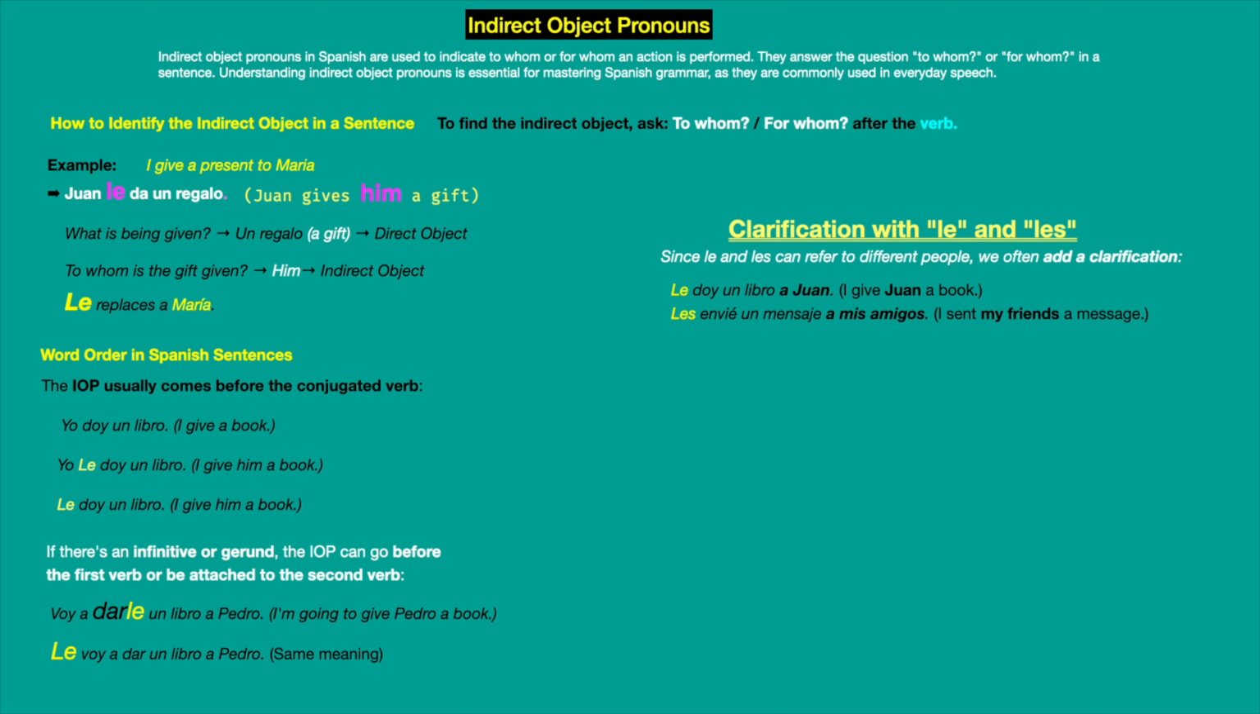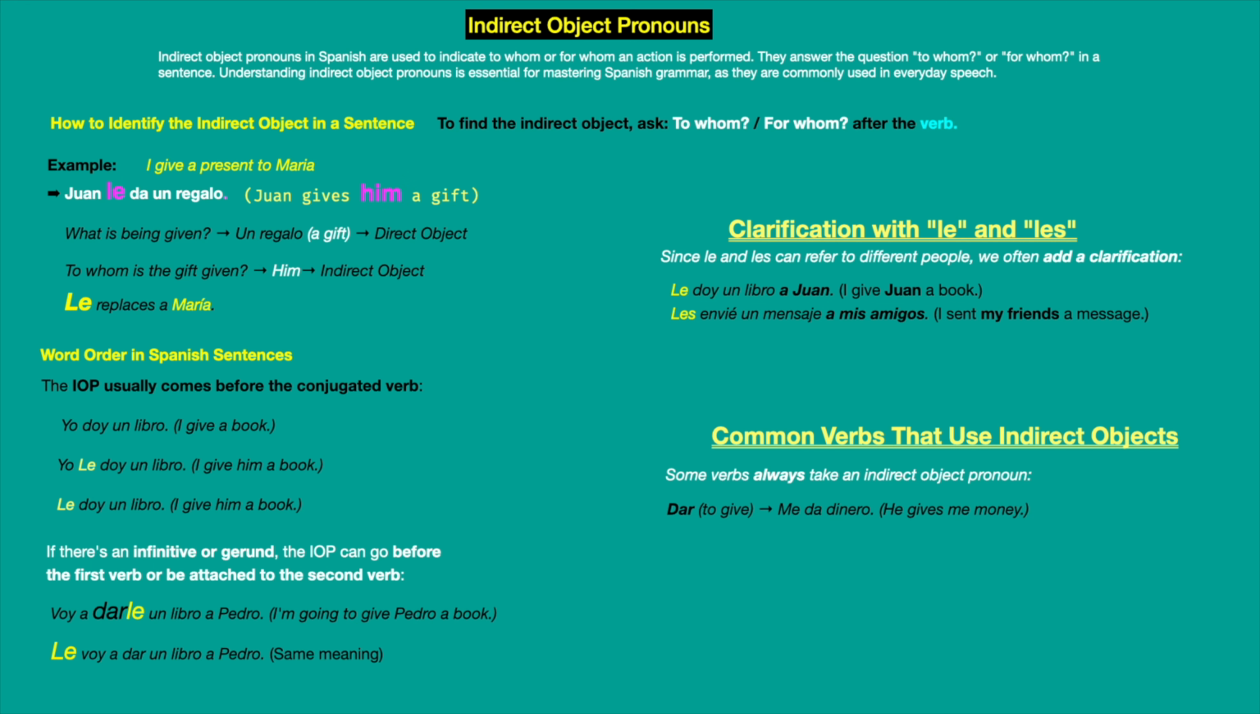The same happens in the plural, "les envié un mensaje a mis amigos". So here we are also adding "les", and soon we are going to see how you conjugate the rest. So here we have common verbs that I use with the indirect object pronoun.